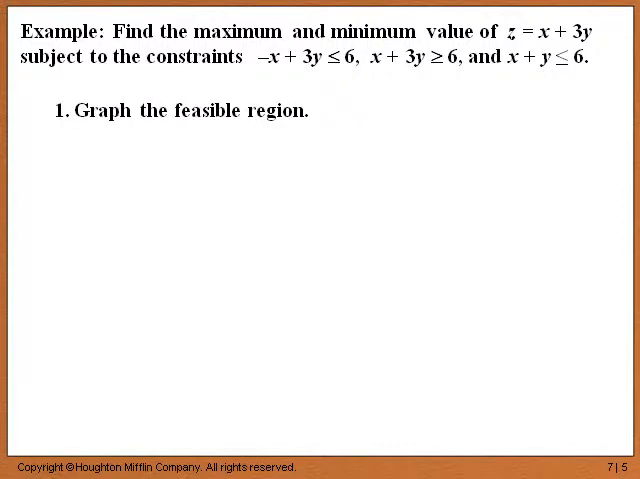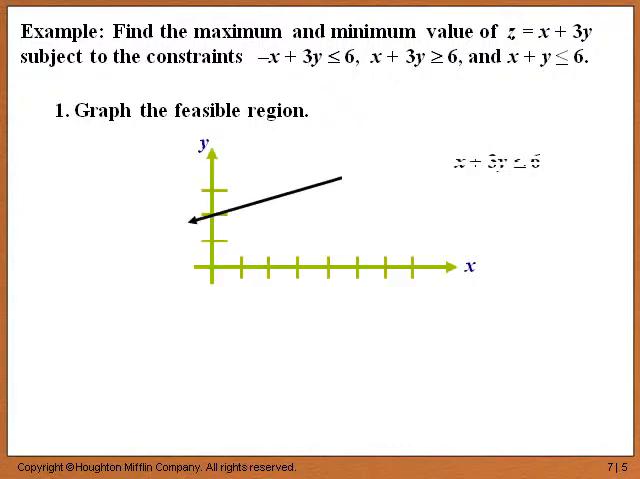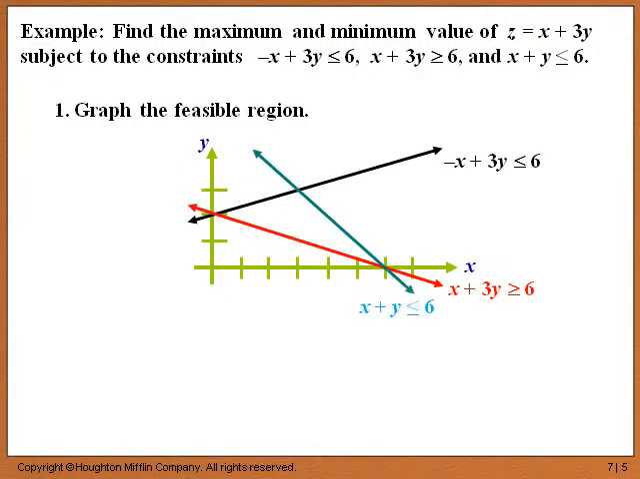So our first step is to graph the feasible region. And when we do that, we can graph negative x plus 3y is less than or equal to 6. We can graph x plus 3y is greater than or equal to 6. And we can graph x plus y is less than or equal to 6.